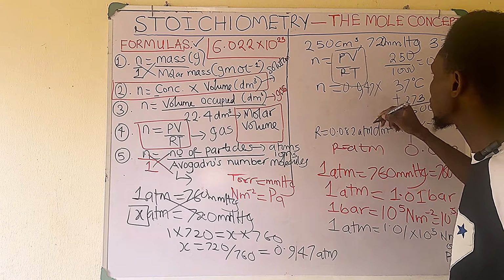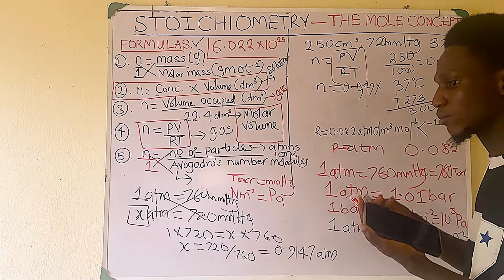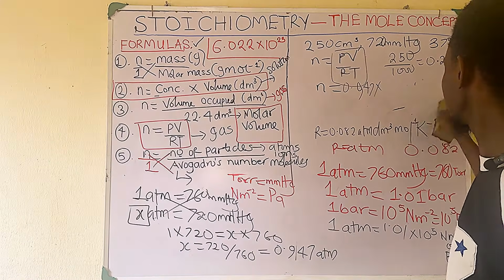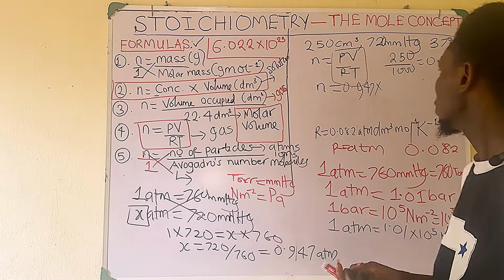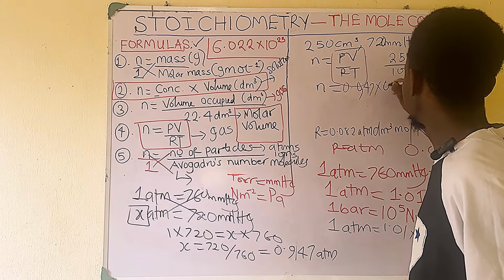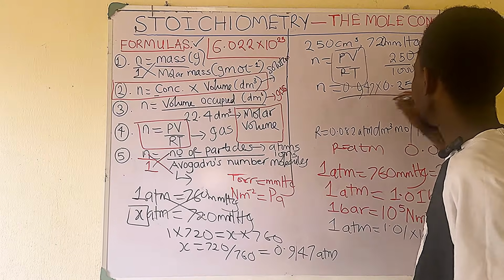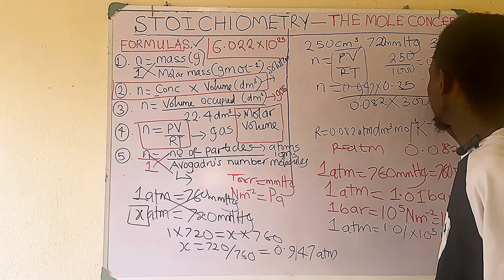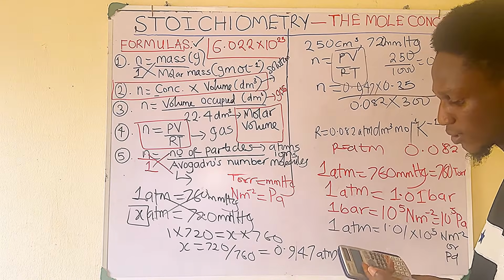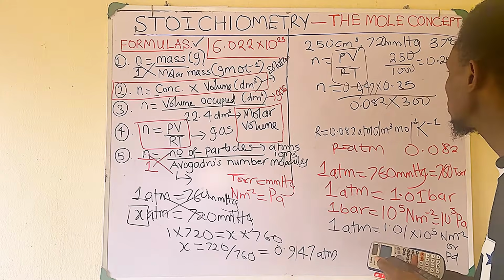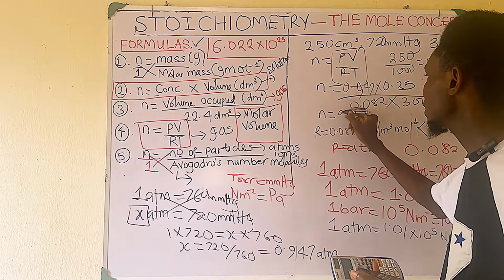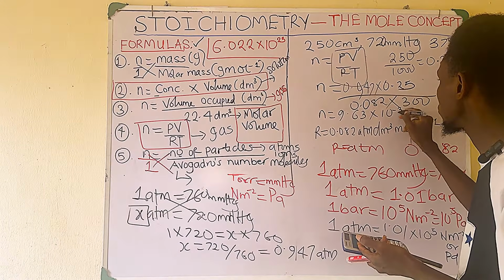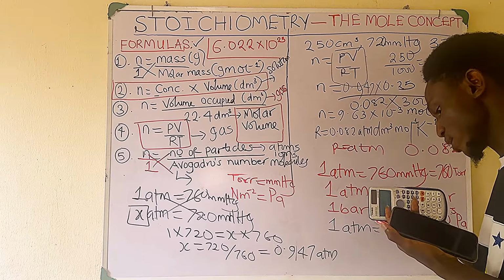0.947 times, what was the volume? The volume is 0.25. Then R is 0.082, times temperature is 300. So you're going to get 9.63 times 10 raised to the power minus 3 moles. That's going to be your answer.